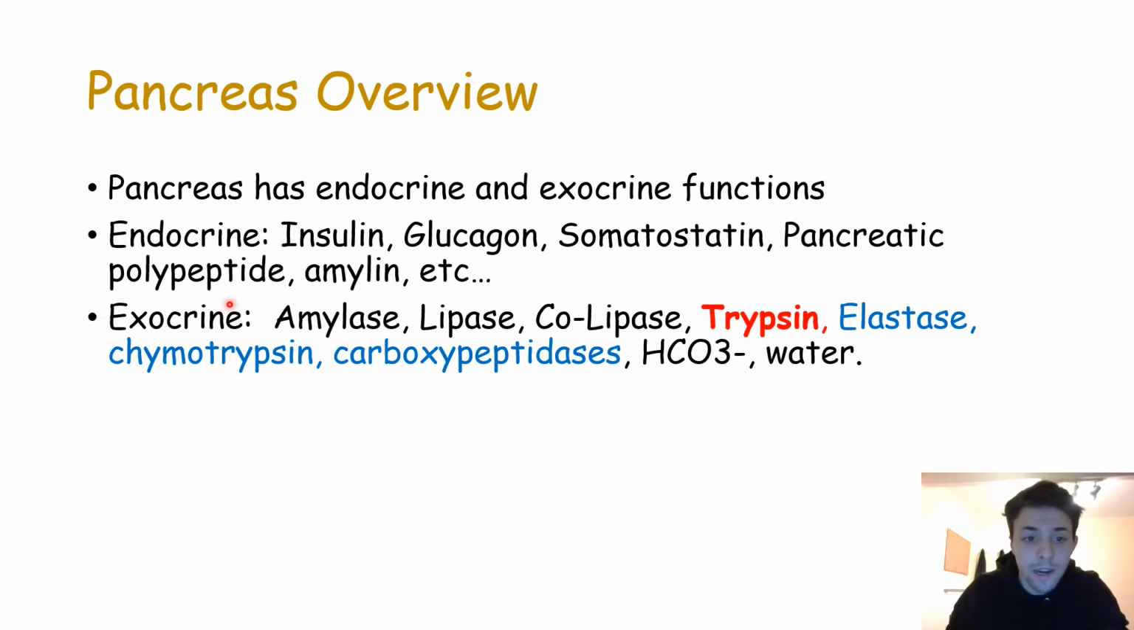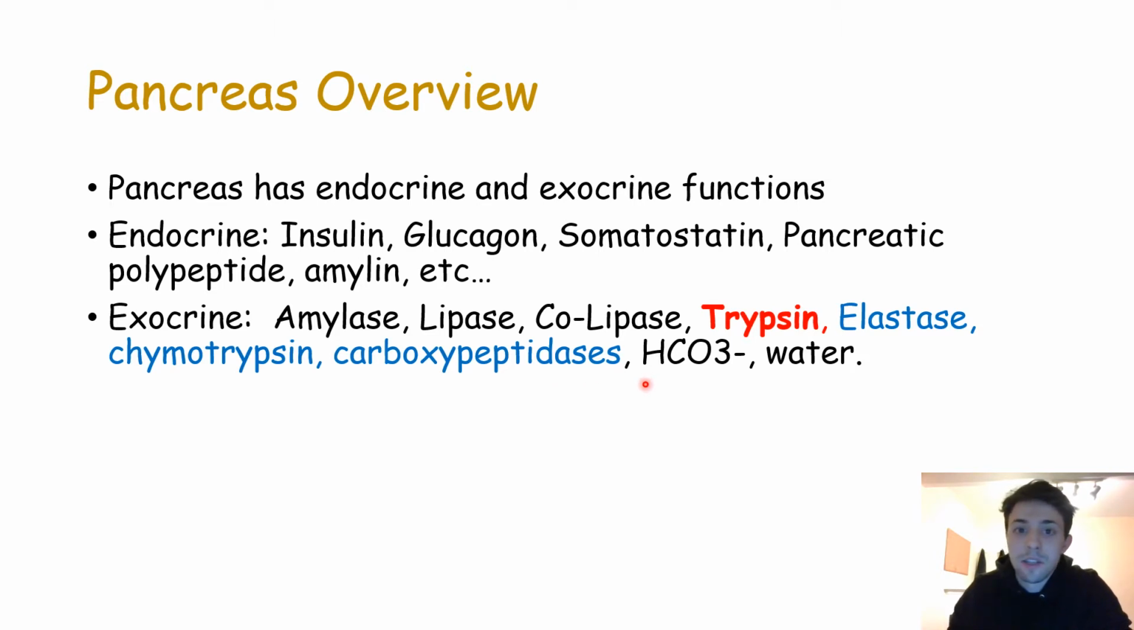But the exocrine pancreas, which is what we're going to be focusing on for the rest of this video, secretes several important enzymes in digestion. So amylase, which is important to digest amylose, a very important carbohydrate. Lipase, which aids in the digestion of fats. Colipase will help lipase do its function, so colipase also helps in the breakdown of fats. Trypsin, which is very, very important for this video, that's why it's highlighted in red, is a protease, so it helps break down proteins, just like elastase, chymotrypsin, and carboxypeptidases as well.